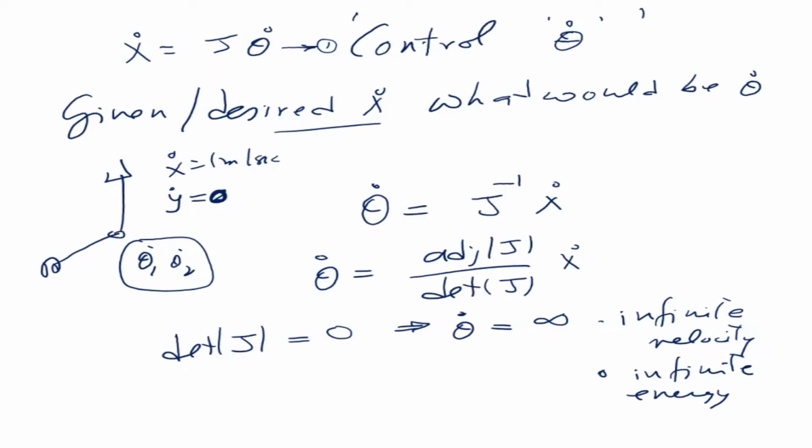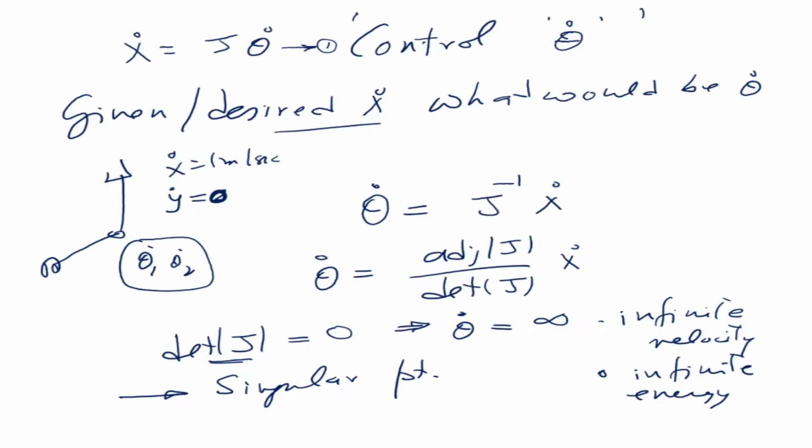Now this point where the determinant of J becomes equal to 0 is also called the singular point, okay? Now this is called a singular point because the manipulator cannot go to this point, because to go to that point you require infinite velocity and infinite energy, which the motor does not have. So these points are called singular points, and we can compute them from the Jacobian. So the Jacobian also tells us about the singularities of the mechanism, and singularities are points where the determinant of J is equal to 0.